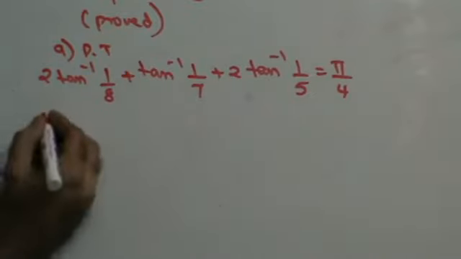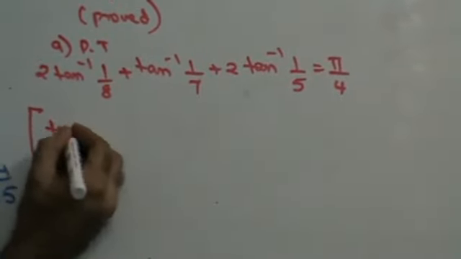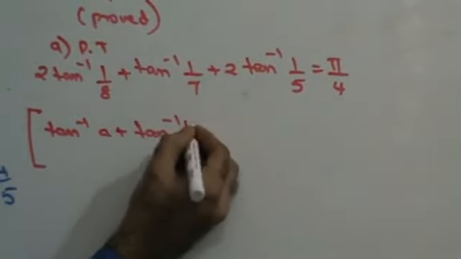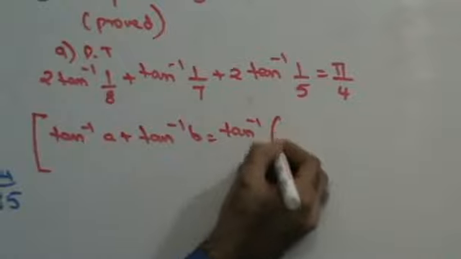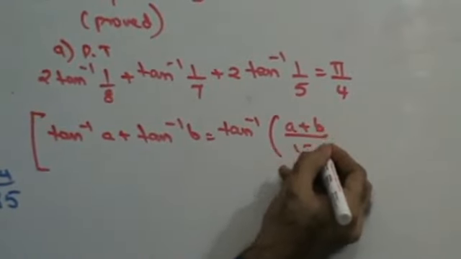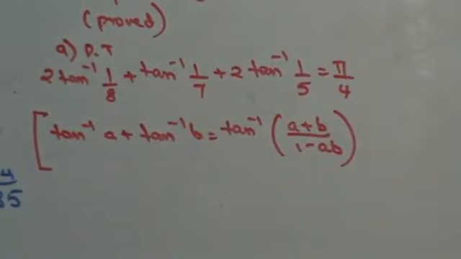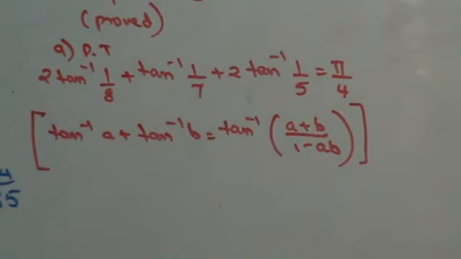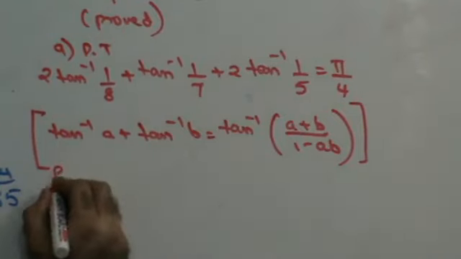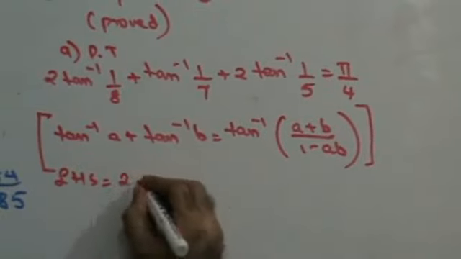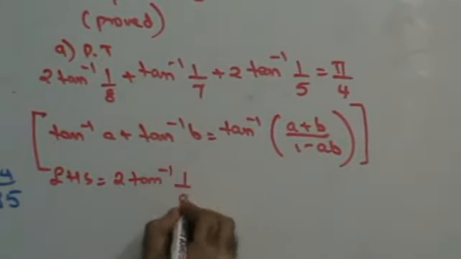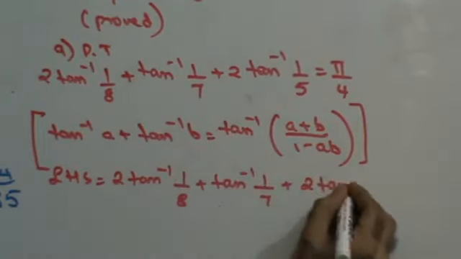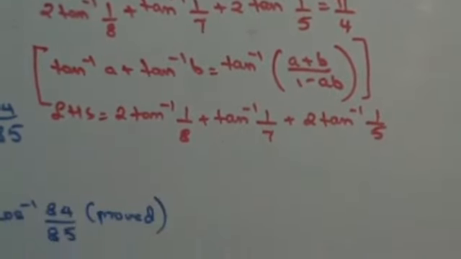I'll first give you the formula, guys. Write this formula down. Tan inverse of A plus tan inverse of B is given by the formula tan inverse of A plus B upon 1 minus AB. Okay, so we are going to use this inverse formula. Let's start with the left hand side, people. LHS is twice tan inverse of 1 by 8 plus tan inverse of 1 by 7 plus twice tan inverse of 1 by 5.